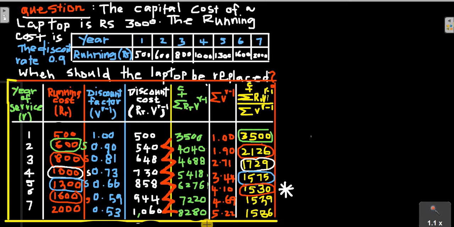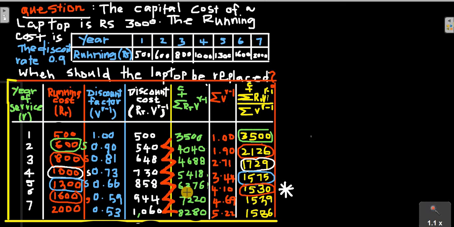Now the last formula, this is what we need. That is this particular column divided by this column. So this column, 3500 divided by 1, you will get 3500. 4040 divided by 1.90, you will get 2126. 4688 divided by 2.71, you will get 1729. 5418 divided by 3.44, 1575.